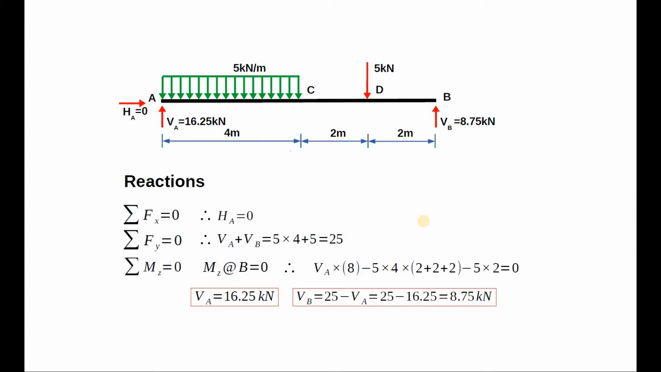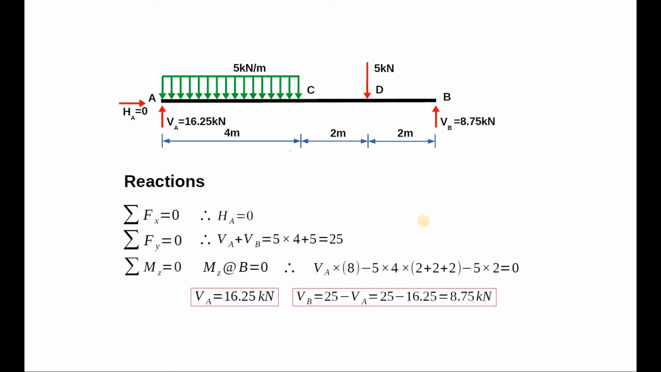Our first condition of static equilibrium is sigma Fx equals 0. This talks about the horizontal equilibrium of the beam. As you can see, there are no horizontal forces acting on the beam. The horizontal reaction offered by the hinge support does not have to balance anything.